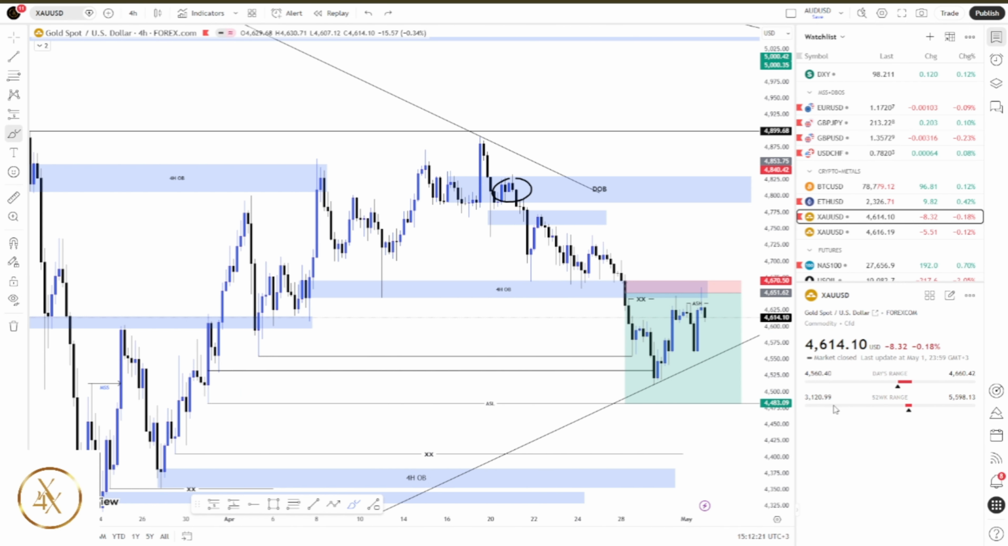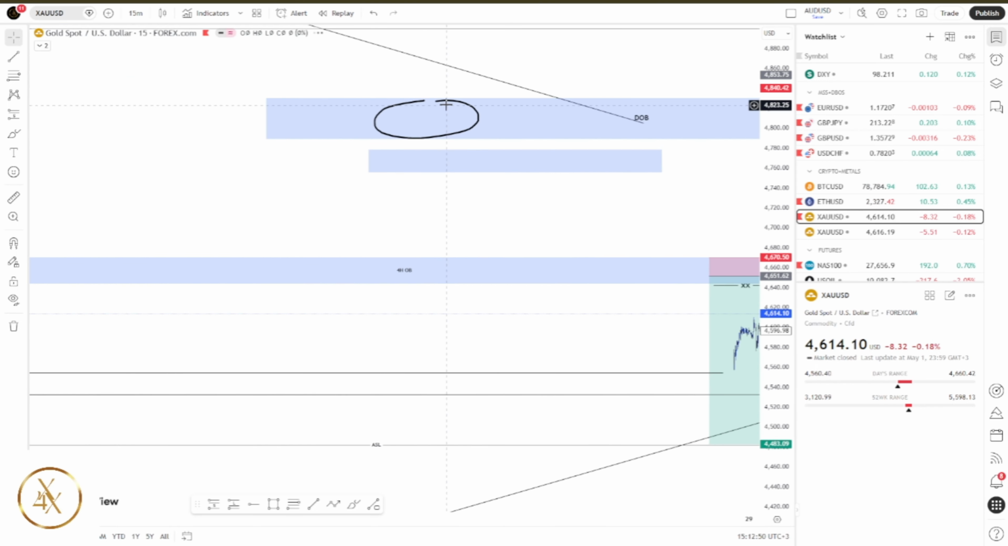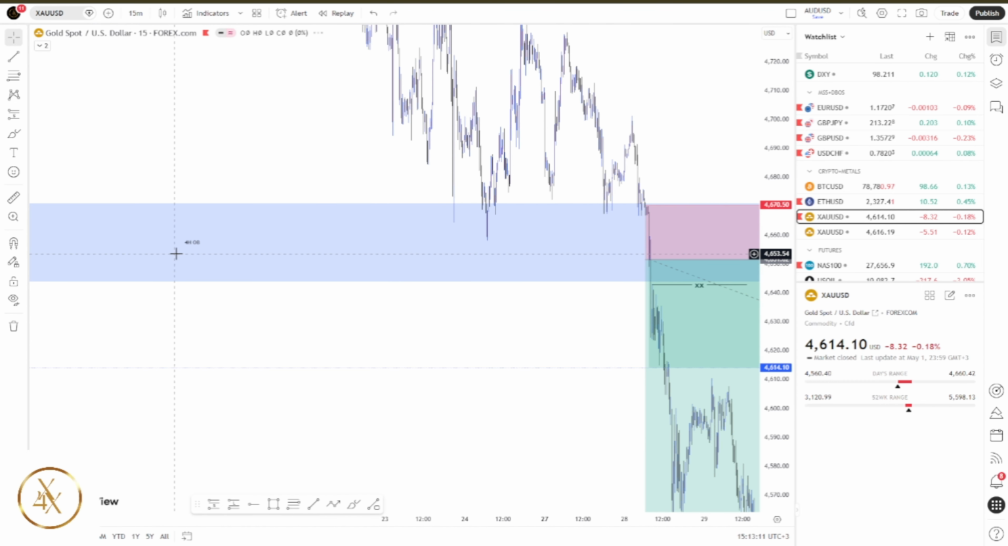That is where the entry is. This is just a continuation. We know we are in a downtrend, and they have broken that. They have broken the what? They have broken our point of interest, which is the 4 hour order block.